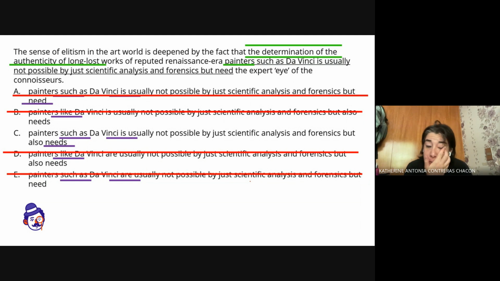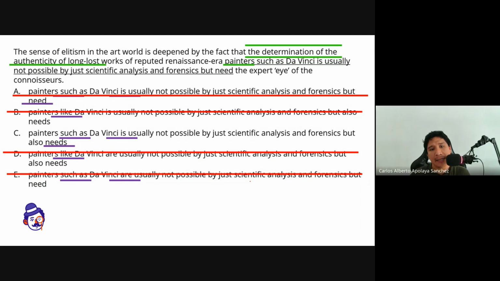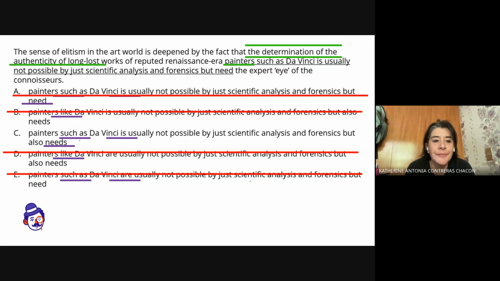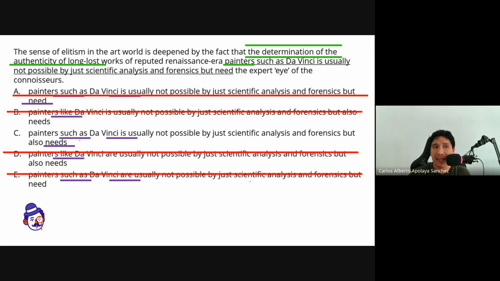Well, this part is testing subject verb agreement, but not only subject verb agreement, but also "like" and "such as." Sometimes when we speak in English we say something like, I really like my favorite music is rock, like, and then you just give an example, and this is not correct. You are supposed to say "such as."